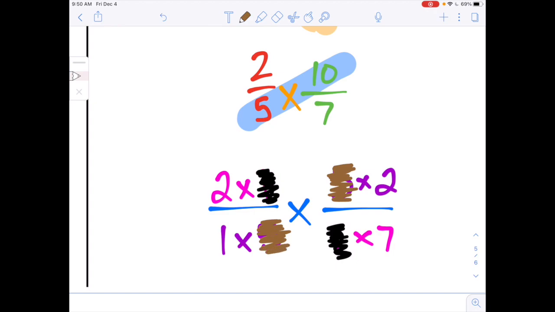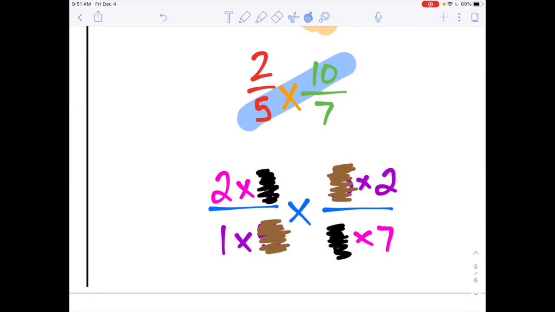Here's a common mistake that kids make. They think that they can cross out this 2 and this 2. But I want you to notice that they're both on the top of those blue lines. They're both numerators. If you look at what else we crossed out, there was a black on top and a black on the bottom. There was a brown on top and a brown on the bottom. But these two 2's are both on the top. I can't cross them out.